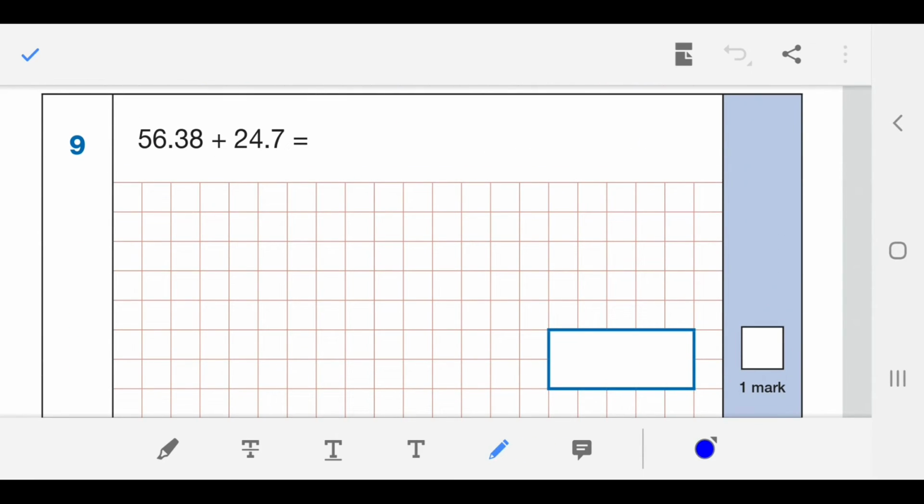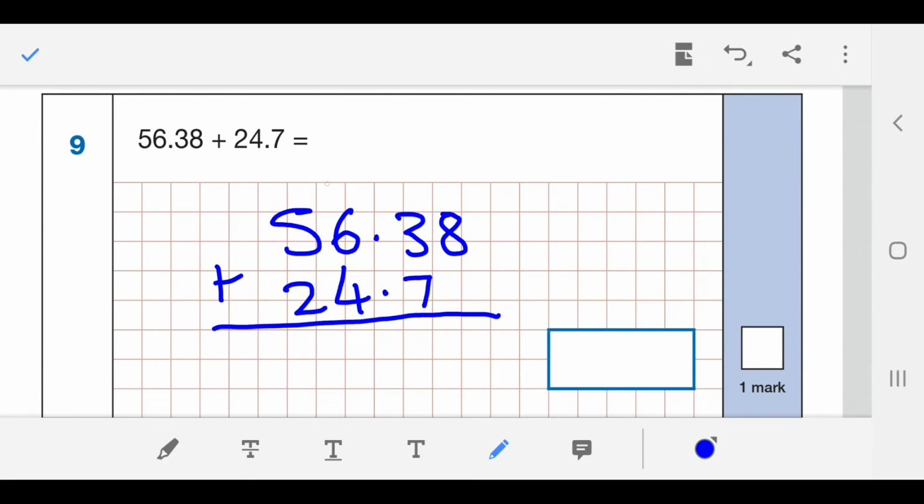Question number 9. So 56.38 plus 24.7. Always good to make sure that the decimal places are aligned. Okay, so this time, you can actually put the 0 there, which I am going to do. So 8 plus the 0 is still 8. 3 plus the 7 is 10. Carry the 1 to this side. 6 plus 4 is also 10, plus the 1 is 11. Carry the 1 across there. 5 plus the 2 is 7, plus the 1 is 8. Final answer should be 81.08.